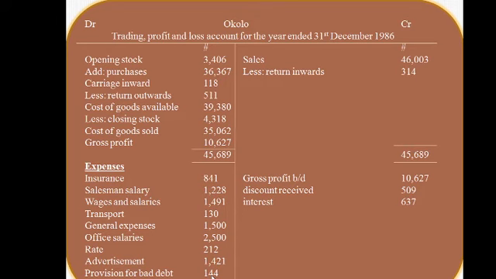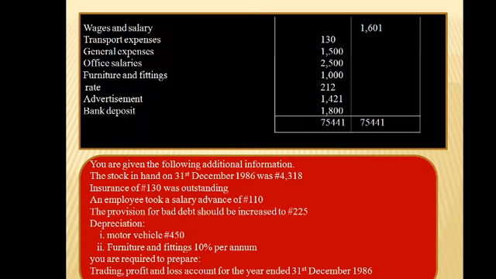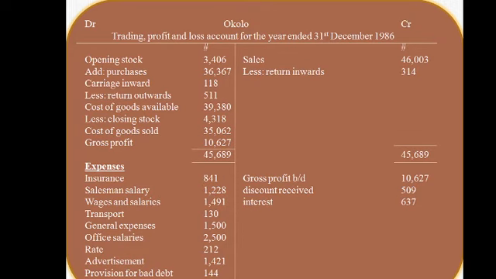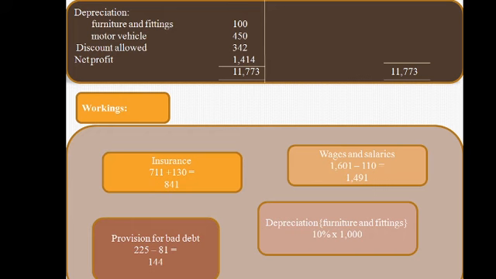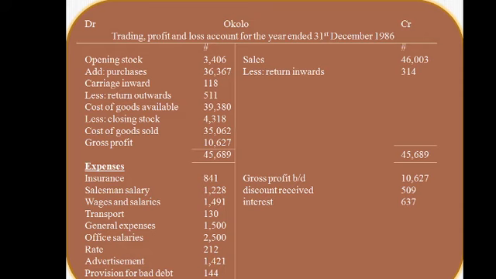Provision for bad debt, the figure was 81 naira. But the additional information said we should increase provision for bad debt to 225 naira. That means add something to 81 naira to make it 225 naira. So what we did was 225 naira minus the 81 naira that was given us in the question, and then it gave us a provision of 144 naira.